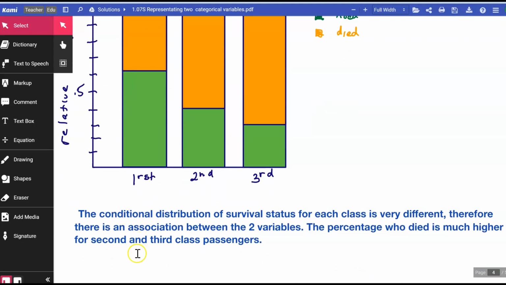So here's an example of a response. The conditional distribution of survival status for each class is very different. Therefore, there is an association between the 2 variables. The percentage who died is much higher for second class and third class passengers.